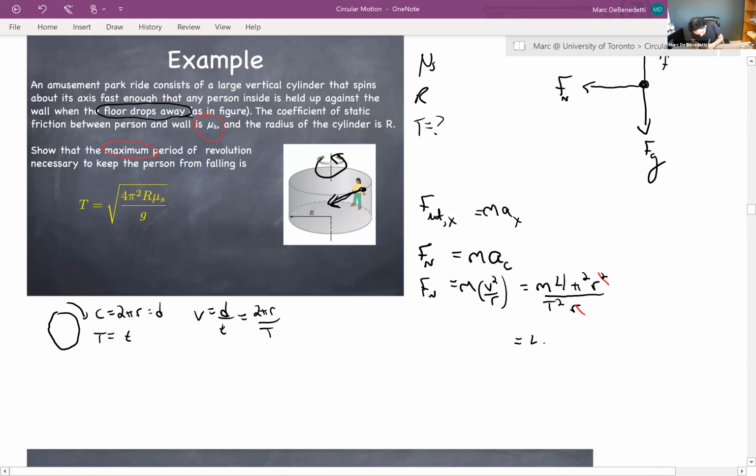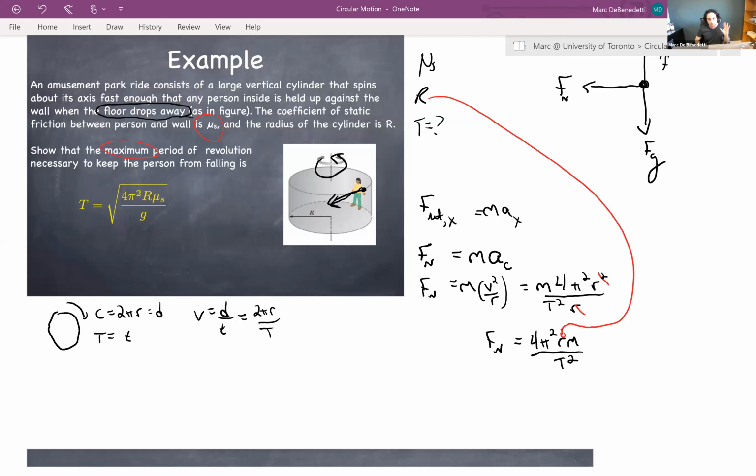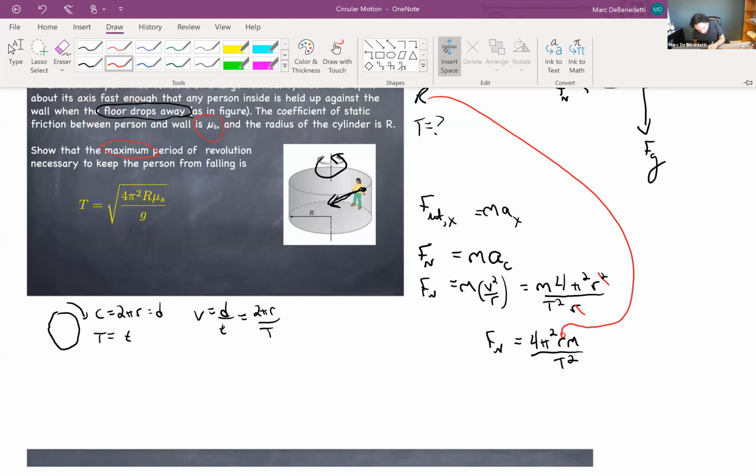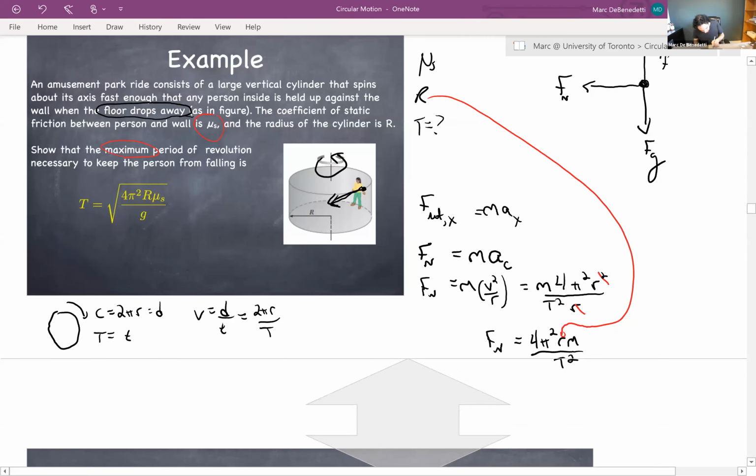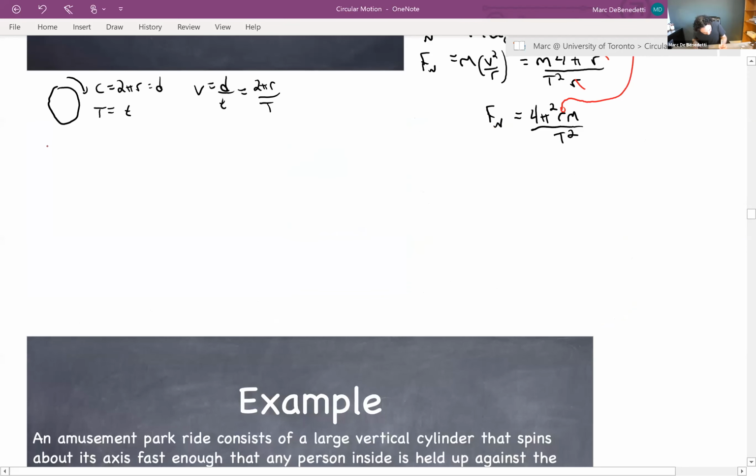And I'm going to get 4 pi squared rm over period squared. Okay, so what do I have? Well, we actually have nothing in here. Sorry, yeah, we have the radius, but that's all we have. We don't have mass, we're looking for the period, and we don't have normal force. Fear not, trust the physics. Don't panic. We've done F net X. Let's proceed.